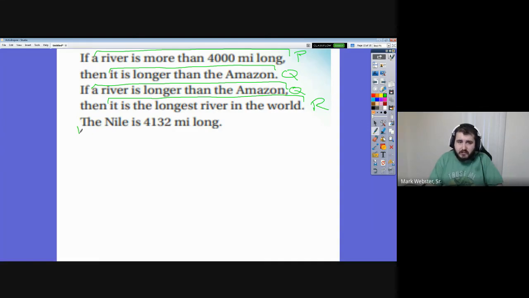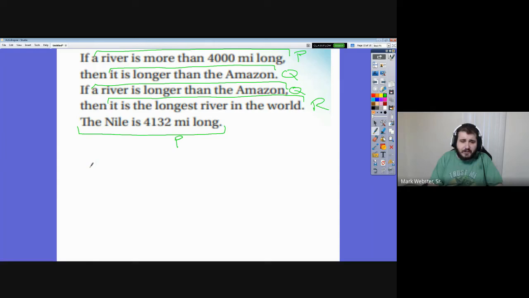Now let's identify the Nile is 4,132 miles long. Well, let's look. Okay, it doesn't say anything about being the longest river in the world. It doesn't say about being longer than the Amazon. A river is more than 4,000 miles long. Is this more than 4,000 miles? Yeah, of course it is. 4,132 is more than 4,000 miles, right? So we know that this is a P statement, right? So now let's do that.